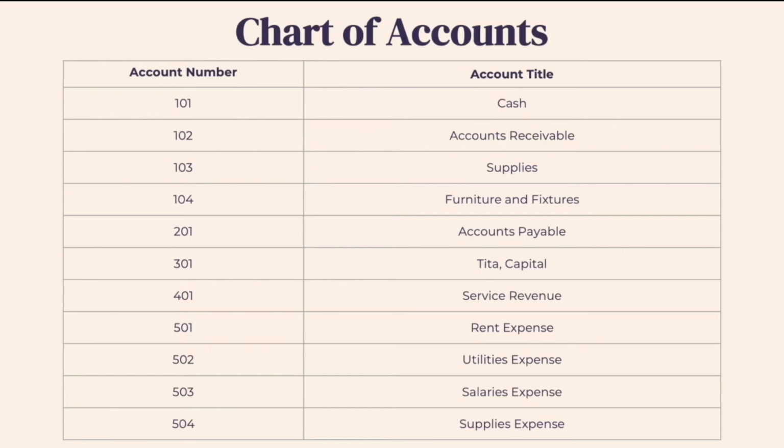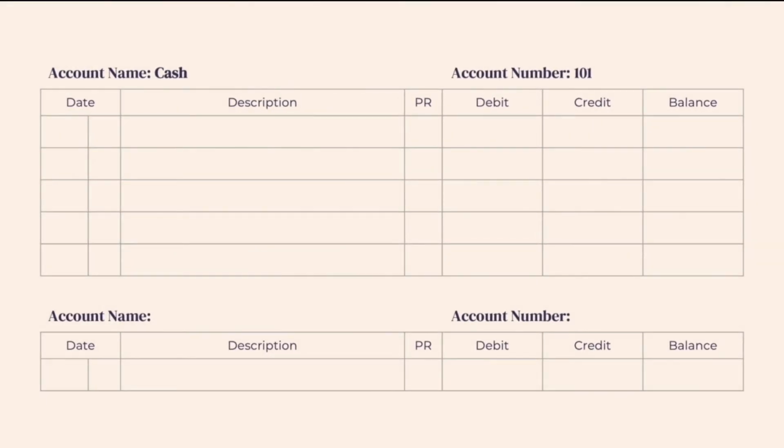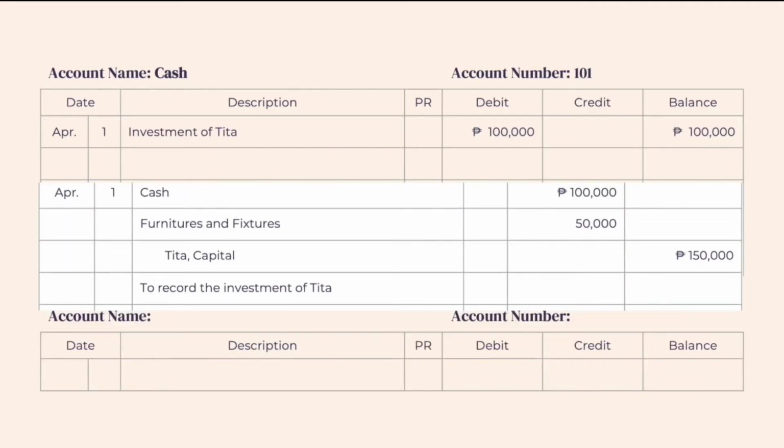Now let's go back sa posting. Since una ang cash sa chart of accounts natin, unahin natin siya sa ledger. Ang account number ng cash ay 101, and we need to put that sa upper right side of the document. Let's go back sa journal entries para ma-identify natin kung ano-ano nga ba yung mga transaction na ginamitan natin ng cash account. So, nung April 1 na nag-invest si Tita, meron tayong debit na cash, which is 100,000.